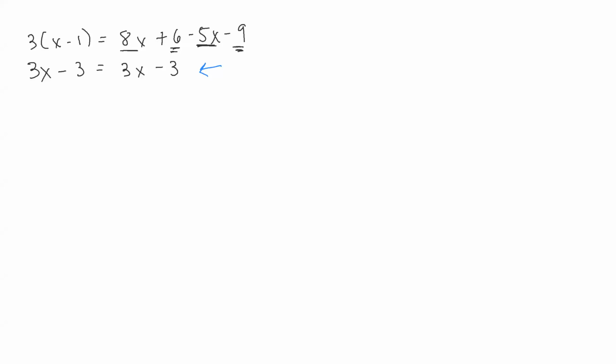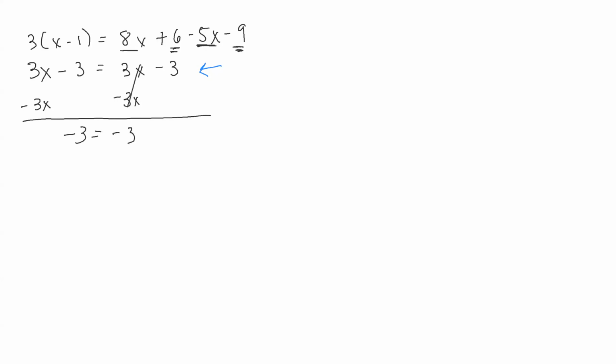So I want to move the 3x on the right to the left. I do that by subtracting. So on the left, 3x minus 3x is 0. 0 minus 3 is just negative 3. Well, on the right, 3x minus 3x is also 0. 0 minus 3 is negative 3.